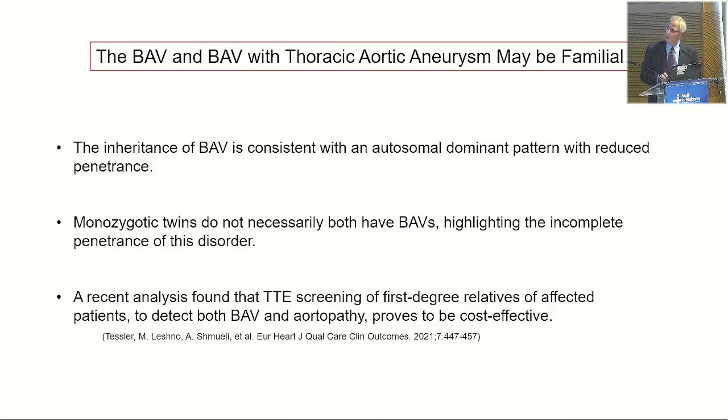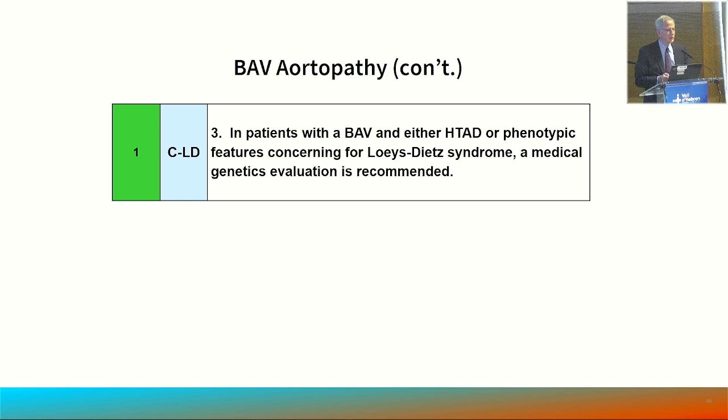So the inheritance of bicuspid valve disease, and in practice, when I see somebody with bicuspid valve disease, especially when there's aortopathy, I wonder, is it the valve alone? Do they have bicuspid valve disease alone, or do they have some other genotypic abnormality that's syndromic or non-syndromic? And a recent analysis indicated that screening by echocardiogram, the first-degree relatives, is cost-effective to look for bicuspid valve and/or aortopathy.